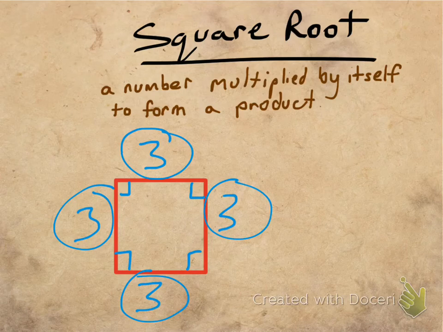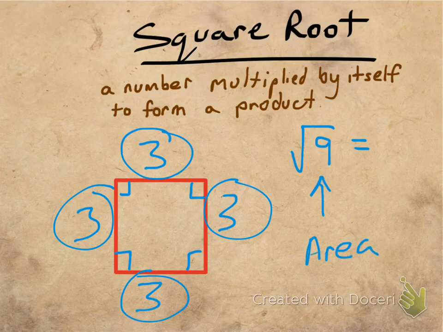So if I say, what is the square root of 9? What that's really asking is, what are the sides of a square whose area is 9? 3. Because 3 times 3 is 9. So it's asking you, what are the sides of the square that has an area of 9?